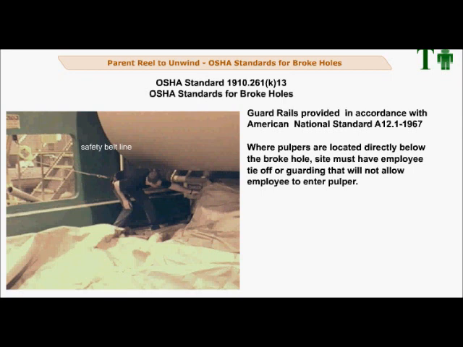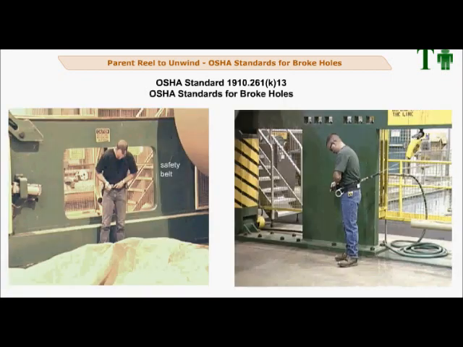The safety belt line should be fastened in such a manner that it is impossible for the person to fall into the pulper. Each mill should determine the process for safely guarding the hole and the distance at which point a person would be required to wear a safety harness.